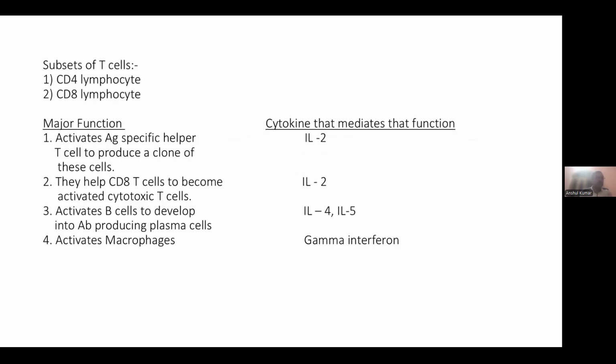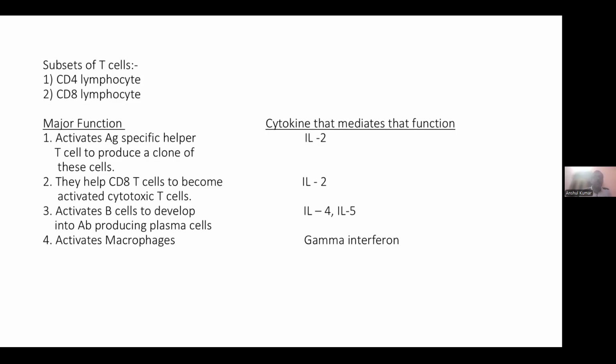Now, we already know that there are two major subsets, divided through single positive selection, that is CD4 plus lymphocytes and CD8 plus lymphocytes. CD4 lymphocytes are also known as the helper T cells, and they bring about the following functions. The major role of helper T cells is very crucial even in the activation of B cells as well as CD8 plus or cytotoxic T cells.